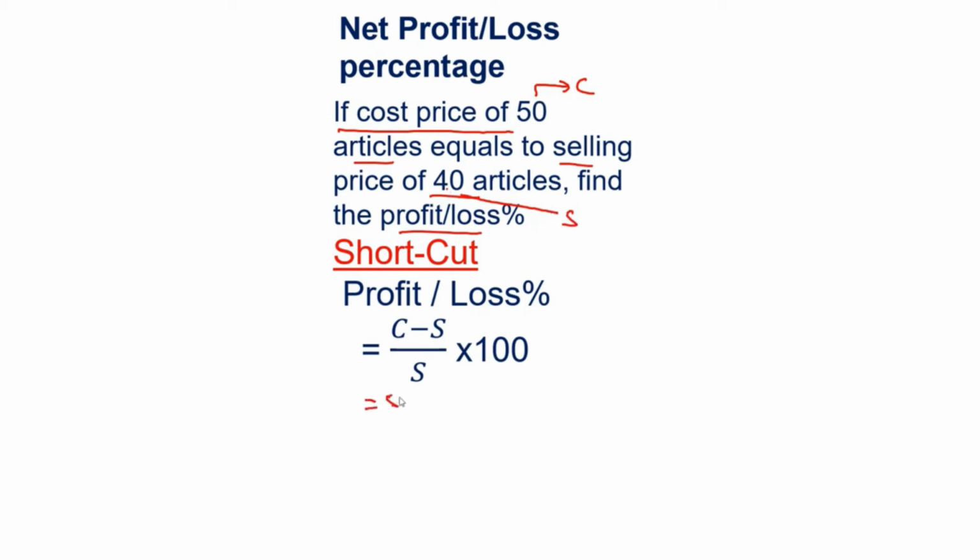If I substitute the numbers, 50 minus 40 by 40 into 100, you can check it is 10 by 40 into 100. That is 1 by 4. 1 by 4 is 25%. So our profit is 25%. If it is positive, it is profit. If it is negative, it means it is loss. Here it is positive, so hence it is profit percent.